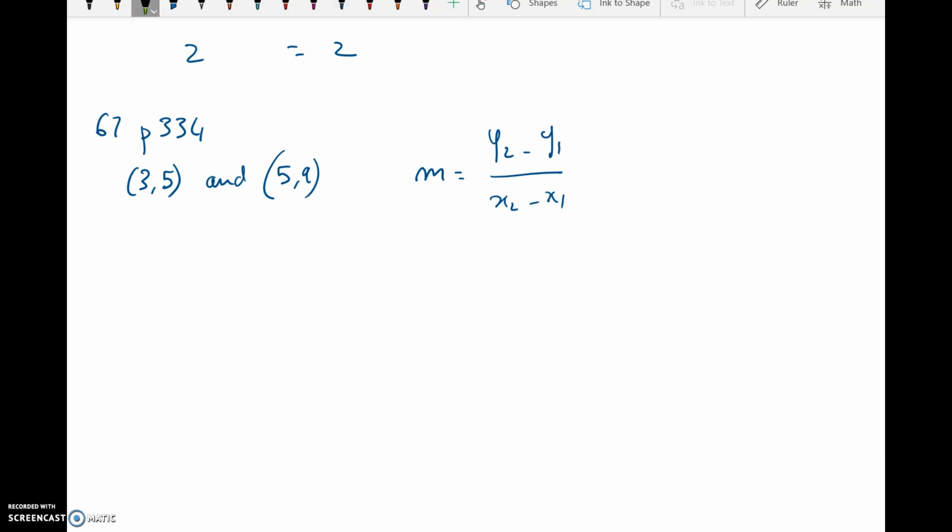The only thing you need to remember is that this is going to be x1, because let's call that point number 1. Therefore, this is going to be y1. This one is going to be x2, and this one is going to be y2. So now I'm looking for y2 minus y1 over x2 minus x1.